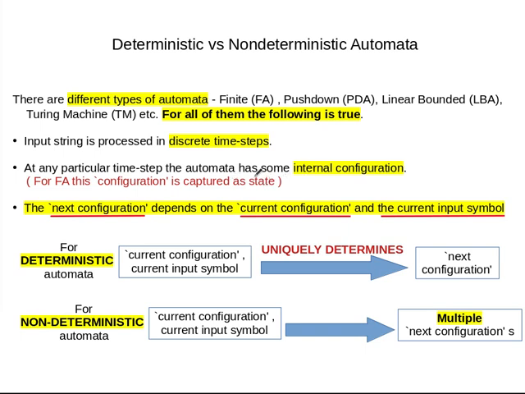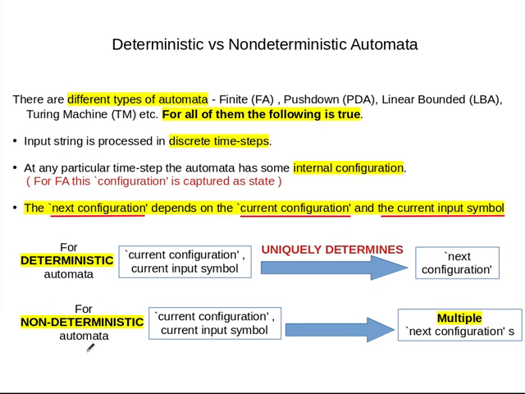And the deterministic behavior is that the next configuration depends completely on the current configuration and the current input symbol that it's seeing. So what will be the next configuration is uniquely determined by your current configuration. So that is the deterministic behavior. That is true for finite automata, push-down automata, and Turing machine, all those things.